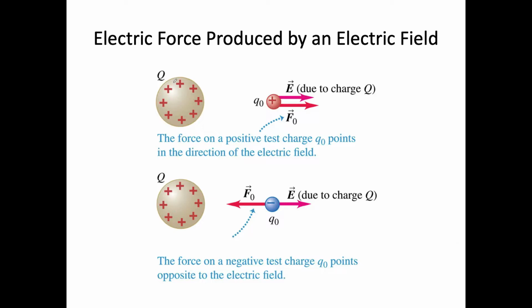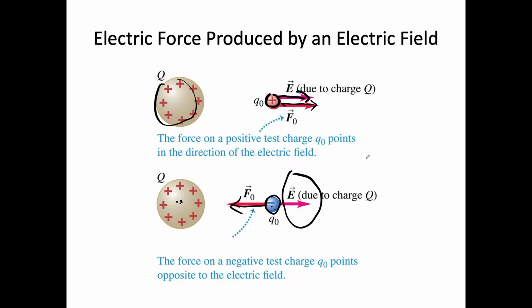Now if you have a positive charge QA, then the electric field is always pointing away from this charge. And if you have a positive charge Q0 here, you're going to have a force in the same direction as E. On the other hand, if you put a Q0 negative here, apparently we learned that they should attract, so the force on the negative charge should be pointing into the positive charge, but the electric field is still pointing away.